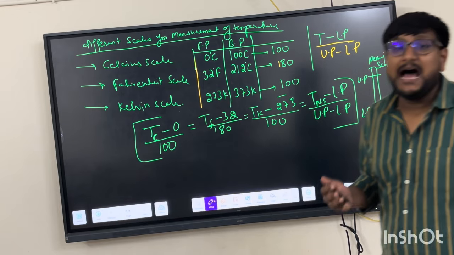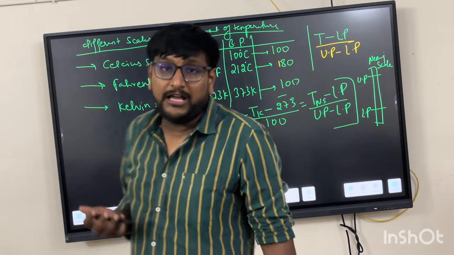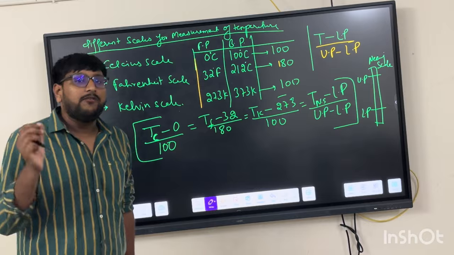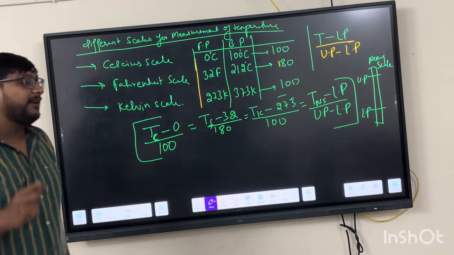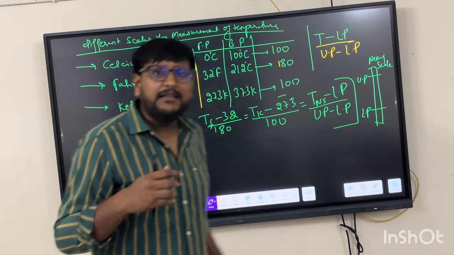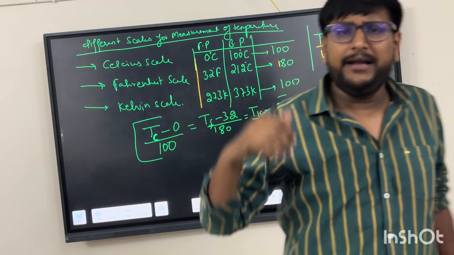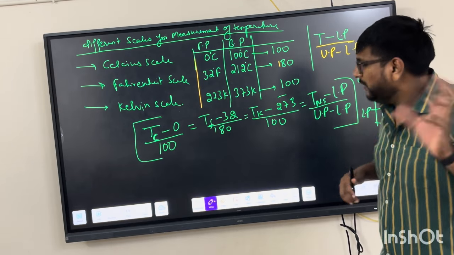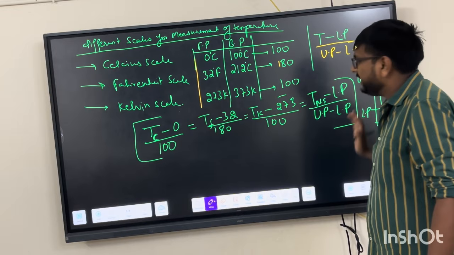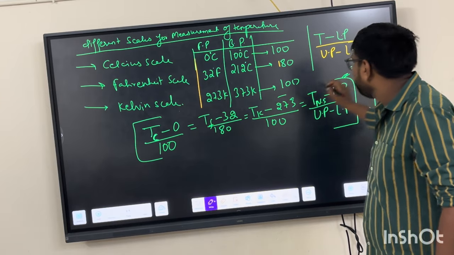Why? Because they will ask questions based on a faulty thermometer. They will give you some faulty thermometer, some other thermometer, with some other reading. They will say scale A is there, its lower point is this, upper point is this, and you convert it into Celsius. So we can convert like this. So we need to remember this relation.